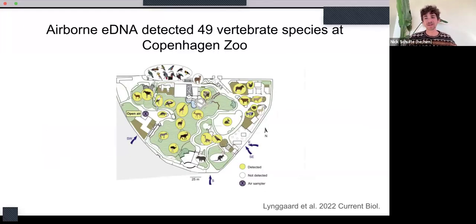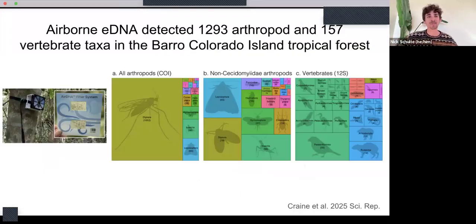And then finally, airborne DNA is a pretty crazy thing that offers a way of moving environmental DNA into the terrestrial systems. A couple of cool papers. One detected 49 vertebrate species at the Copenhagen Zoo with just a couple of air filters. So we're seeing that things are dispersing DNA off of them all the time.